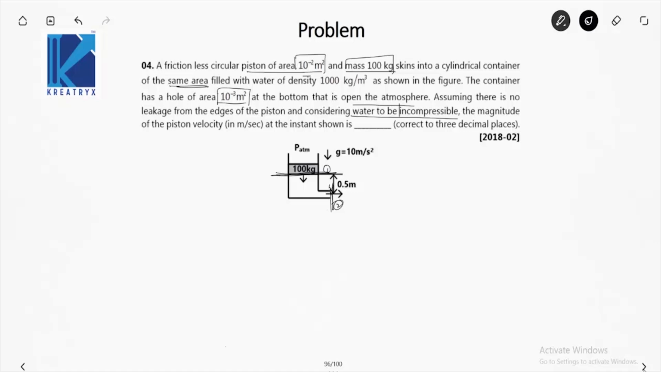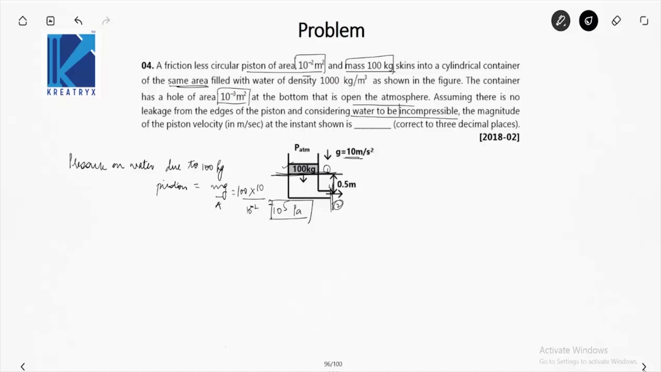So let us find the pressure on water due to this 100 kg piston, which will be equal to mg by area. m is 100 kilogram, g is given as 10 meter per second square, so you have to use 10 meter per second square, divided by area. What is the area of piston? It is 10 to the -2 meter square, so the units will be Pascal and the value will be 10 to the power 5. So this is the pressure that is exerted on water by this 100 kilogram piston.